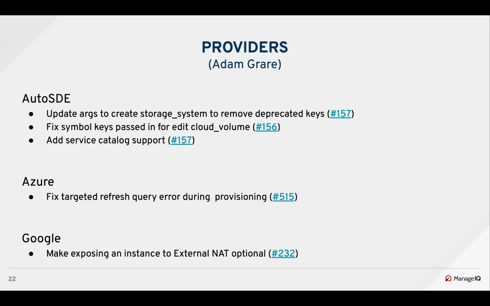AutoSD updated the arguments to create a storage system. There are some keys which are no longer supported by the SDK, and so they dropped those from keys being passed to the API. They also fixed some symbol keys being passed down for the edit cloud volume form. And they also added support for service catalog ordering of cloud volumes.